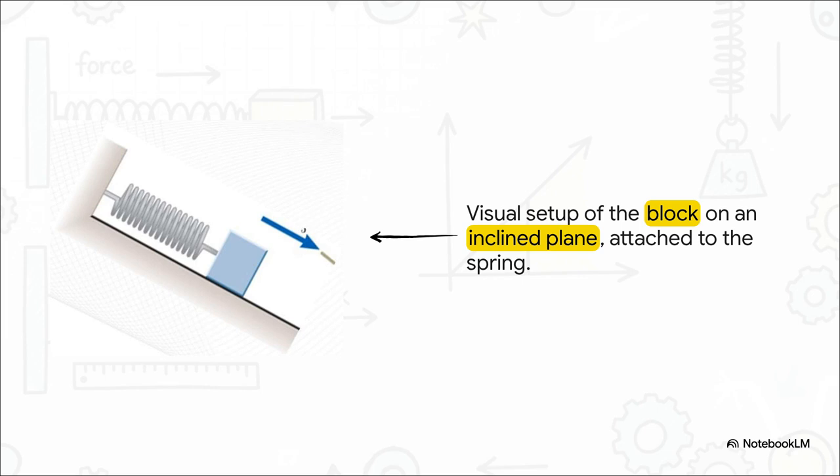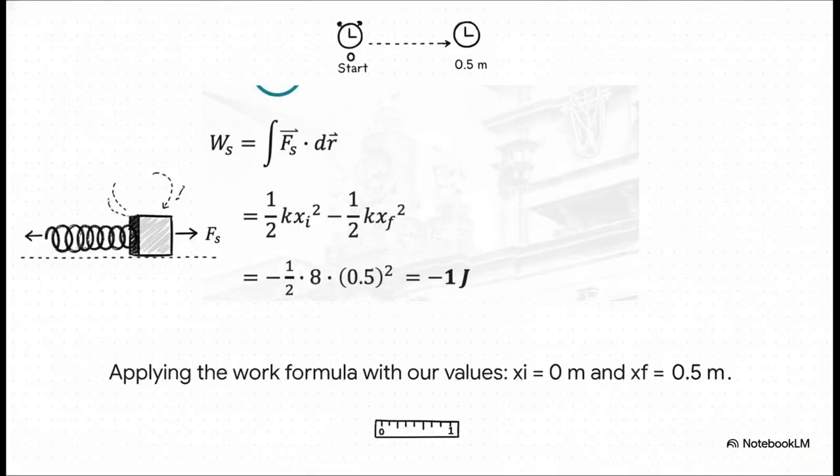And this slide gives us a perfect picture of what's happening. As that block slides down the incline, you can see the spring is going to stretch out. This means its displacement, x, is going to increase from 0 to some positive value. Now for the fun part. We just plug our numbers into that work formula we saw earlier. The initial position, xi, is 0, right? Because the spring starts unstretched.